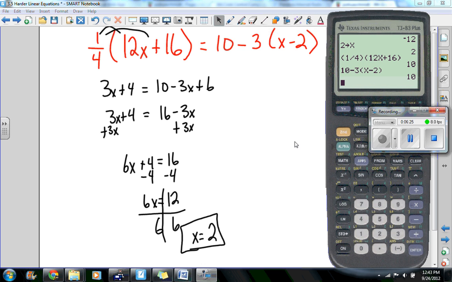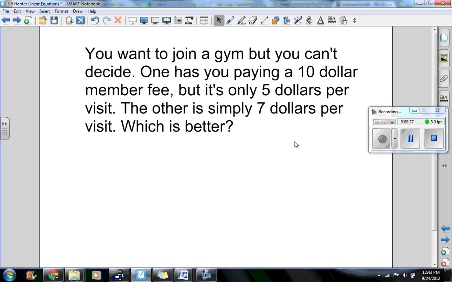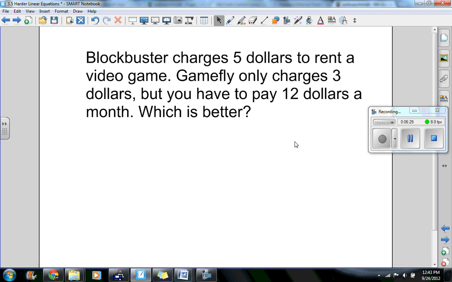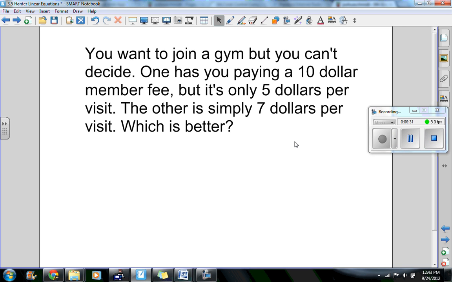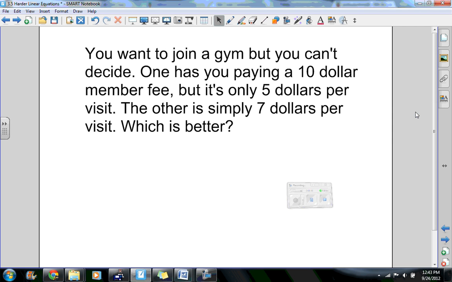Alrighty, I would like to try one story problem here. No, two story problems. First one is you want to join a gym, but you can't decide which one you want to do. One has you paying a $10 member's fee, but it's $5 per visit. And the other is simply $7 per visit. And the question is, which one is better?